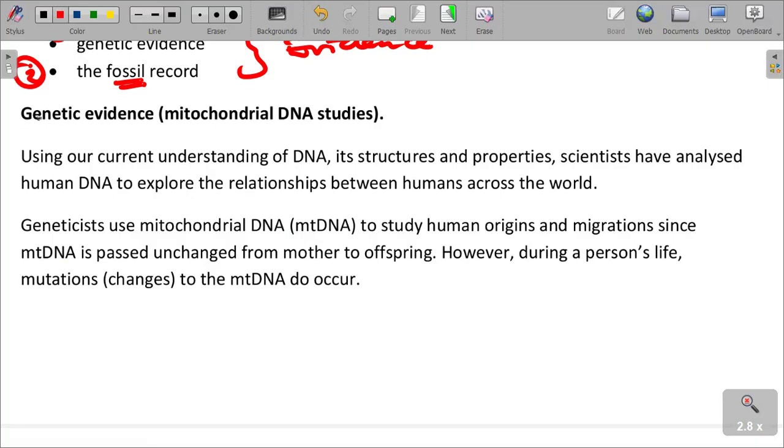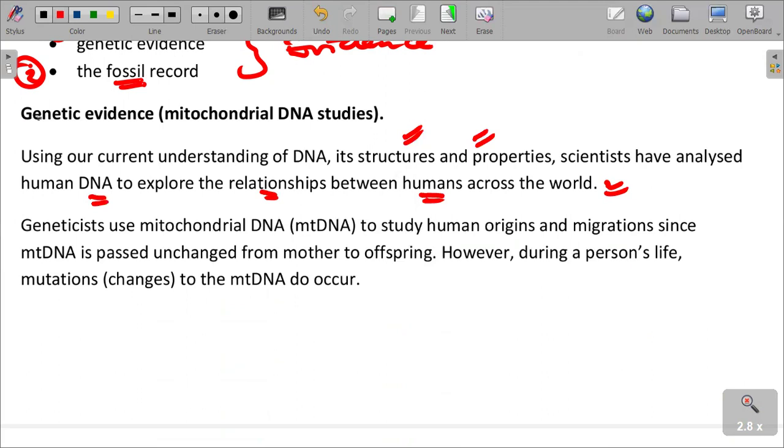Our understanding of DNA and its structure and properties is very important. The structure and functioning of DNA. Scientists managed to analyze human DNA and identify the relationship between humans across the world. So, based on the DNA understanding, mostly the mitochondrial DNA, it has facilitated an understanding of relationships between humans across the world.